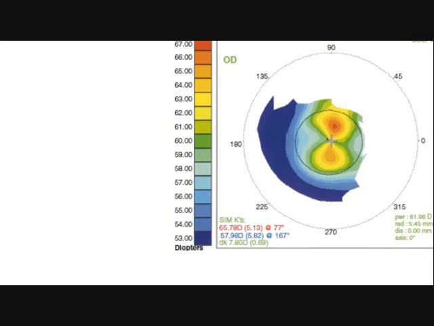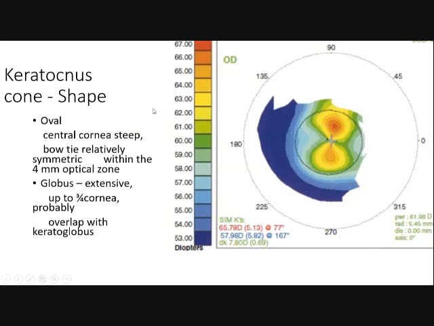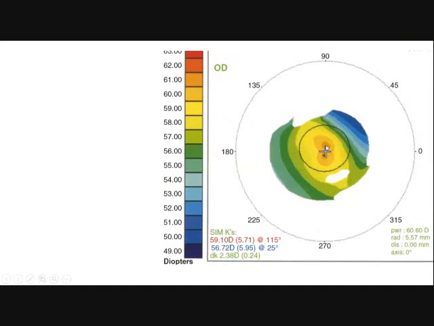So this is asymmetric. You are very right. This is an asymmetric bow tie with more astigmatism in the superior quadrant or superior half. Right. So this is basically a keratoconus cone, and this is the tip of the cone or the apex of the cone. See, there are different shapes and different locations. One is oval, the other may be globus. And this is an example of an oval cone. Then can anybody comment on this one?